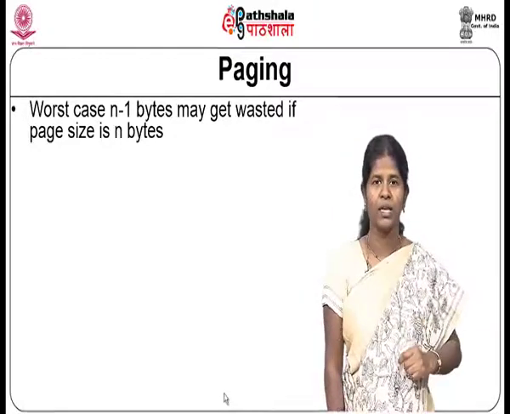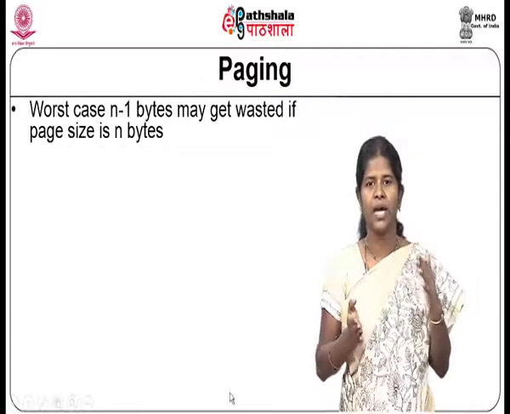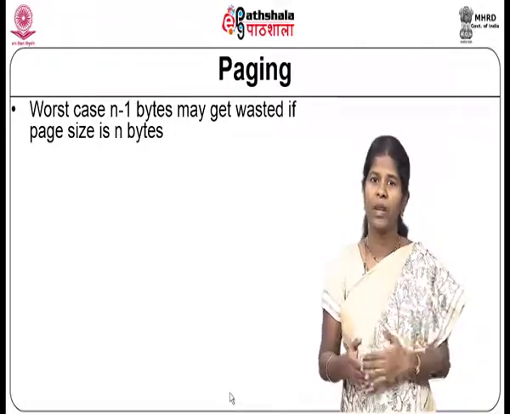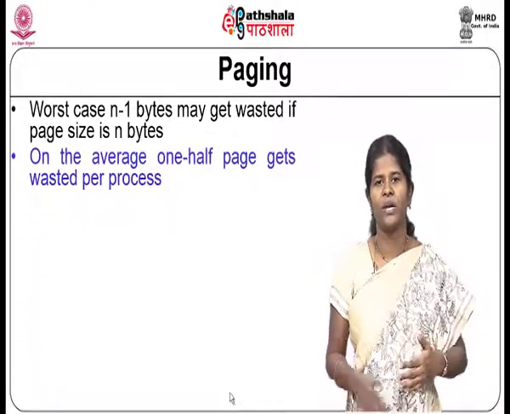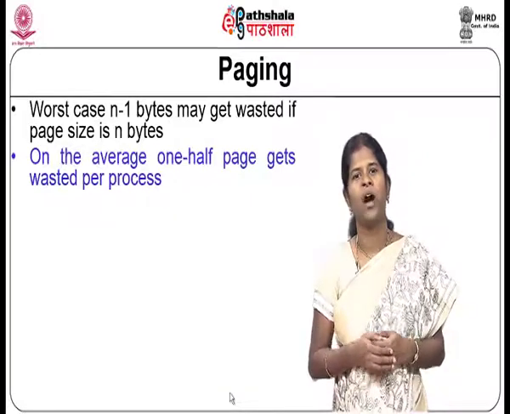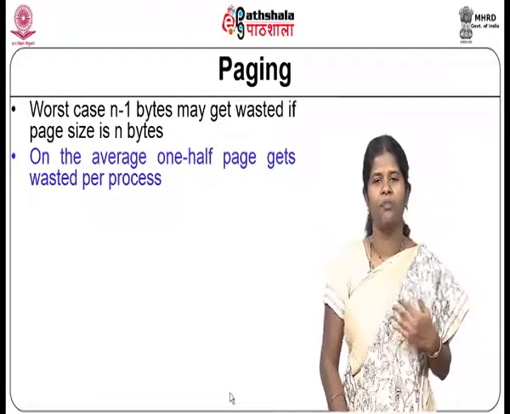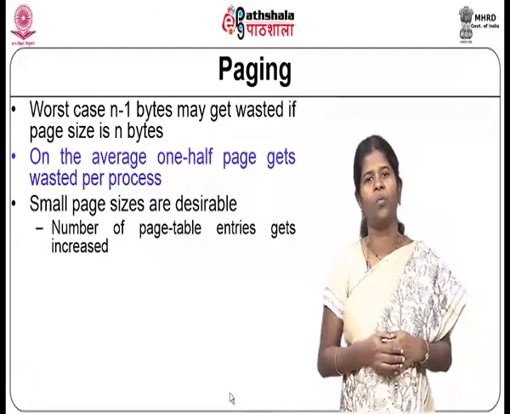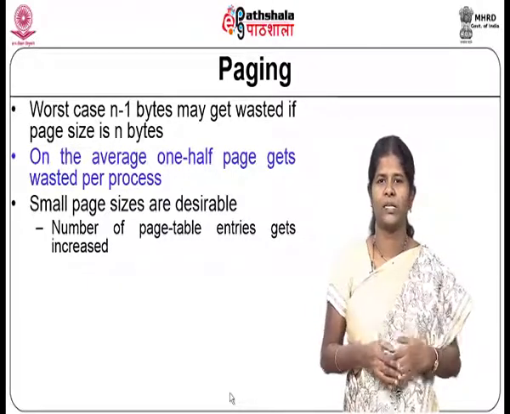So, in the worst case, what can happen is that if you have a page of size n bytes, only 1 byte will be occupied and the remaining n minus 1 bytes may get wasted. So, on the average, it is found that 1/2 page gets wasted for a particular process. So, how do we avoid this? We can say that we can go for smaller page sizes.